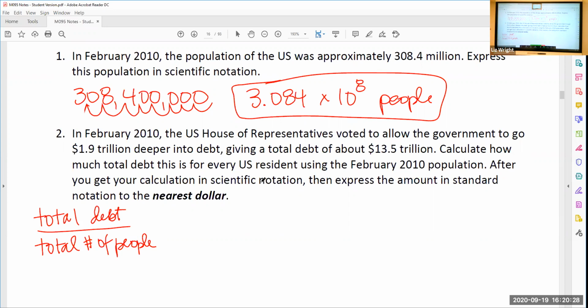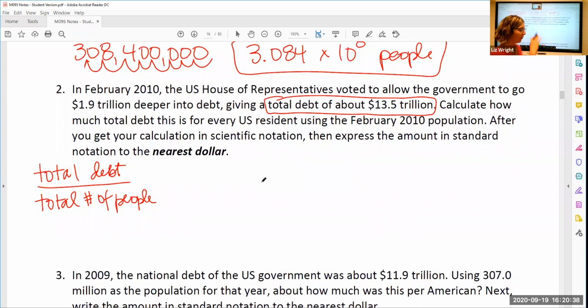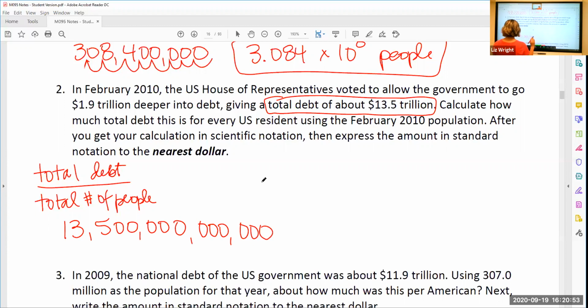All right. So it says our total debt is about $13.5 trillion. So let's first write that number out into standard notation. So if we've got 13.5 trillion, that's going to be 13,500 billion. 1, 2, 3, 1, 2, 3, 1, 2, 3. So billions. Okay. So this is $13.5 trillion, and now we need to convert that back into scientific notation.